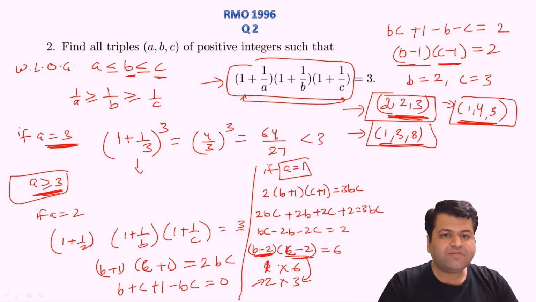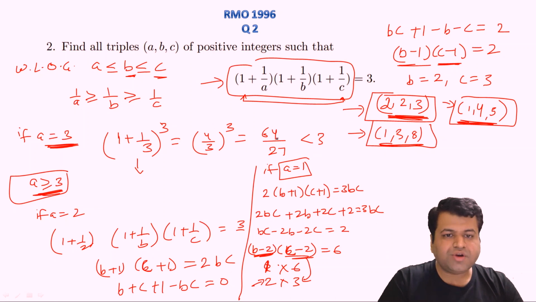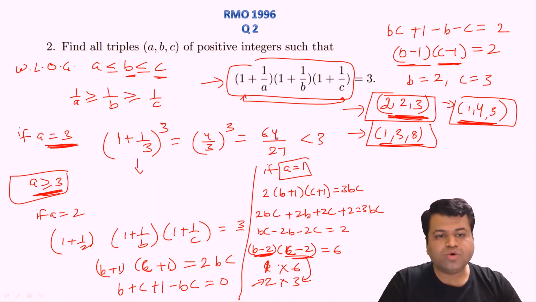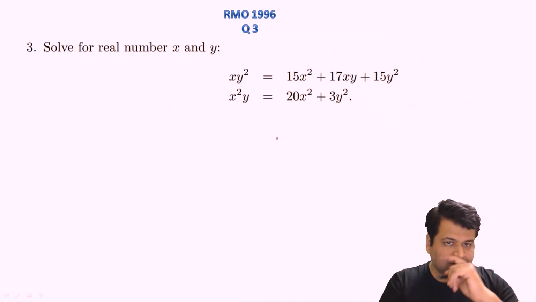So what we have done, we have just logically concluded that A cannot be greater than or equal to 3, right? Then we are left with only 2 cases, and we have solved those 2 cases, right? So let's move to the next question, question number 3 of year 1996.